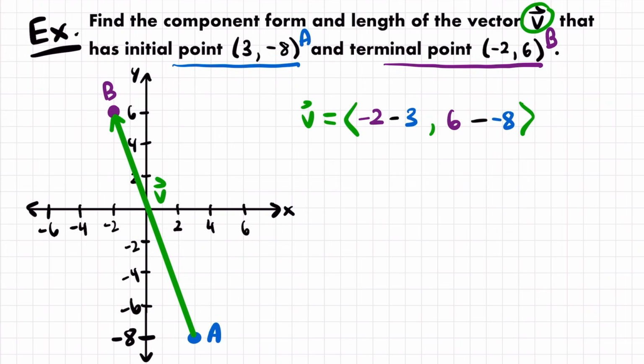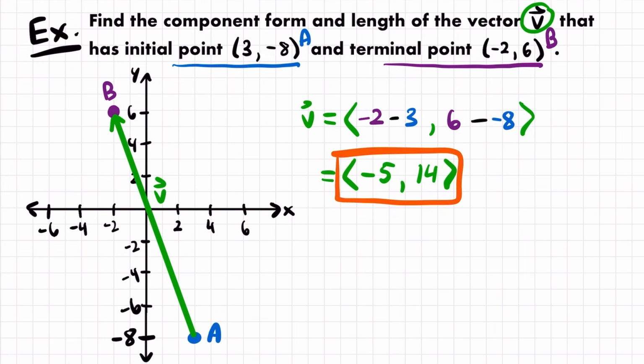Okay, so now if we simplify, we'll have the component form of vector v. Now negative 2 minus 3 is negative 5, and 6 minus negative 8, that's the same as 6 plus 8. Those negatives cancel out, and 6 plus 8 is 14. So the component form of vector v will be negative 5, comma 14. Okay, so that's the solution to part of our problem. We found the component form of vector v.